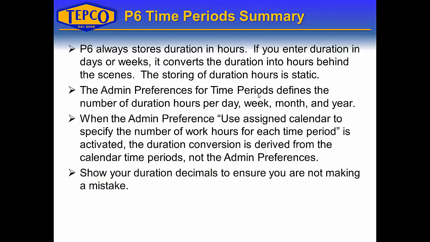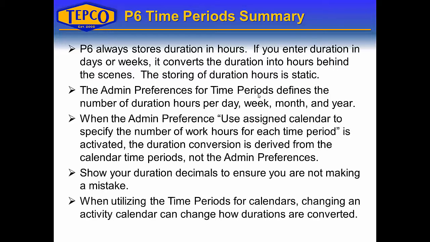It's a good idea to show your duration decimals to make sure you're not making a mistake. I showed you an example where you could enter 1 day of duration based on 8 hours a day, but then if you change your time periods or you change a calendar to say a 410 calendar from a 5/8 calendar, it can change what your duration format looks like when you're viewing it in a daily format rather than an hourly format. And when utilizing time periods for calendars, changing an activity calendar can change how the durations are converted, which is basically what I just said.